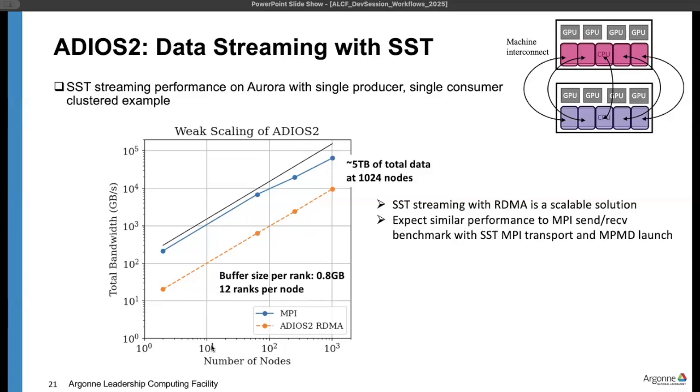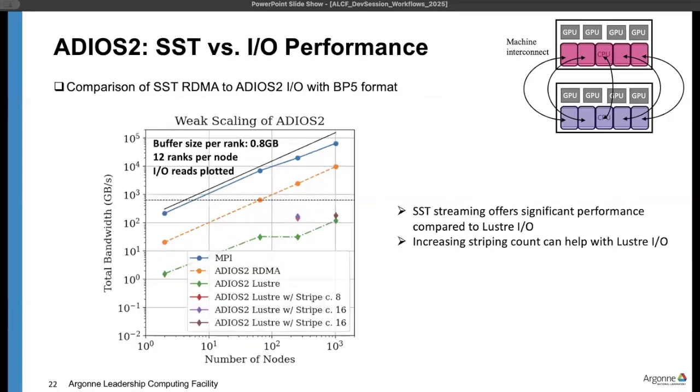And keep in mind that at the 1,000 node mark, we are effectively moving 5 terabytes of total data between the producer and consumer. So SST streaming with RDMA can really be a scalable solution on our systems. And as I mentioned earlier, we do expect similar performance to the MPI send receive benchmark once we address that MPI transport engine issue. So SST can be a very scalable solution for this streaming pattern.